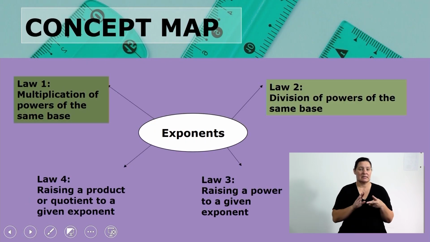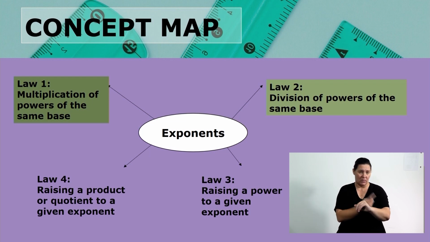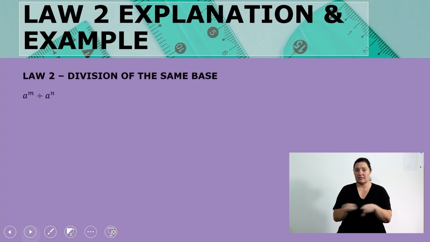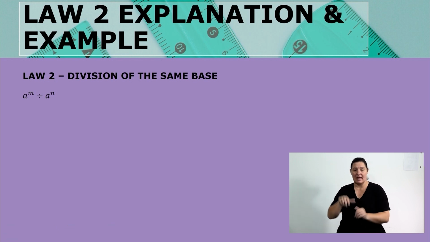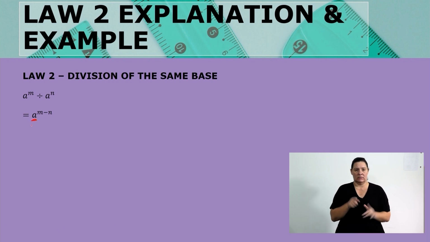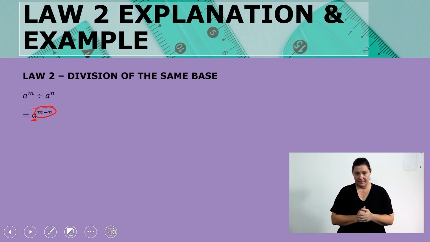Let's move on to our second law. So when we have law number 2, which is division of powers of the same base. So law number 2, division of the same base. If I have a to the exponent m divided by a to the exponent n, what happens to the exponents because I have the same base? So we are going to keep the base and we are going to subtract the exponents. So with multiplication, we were adding the exponents, but now with division, we are going to subtract the exponents.